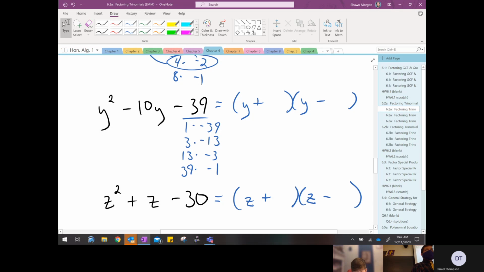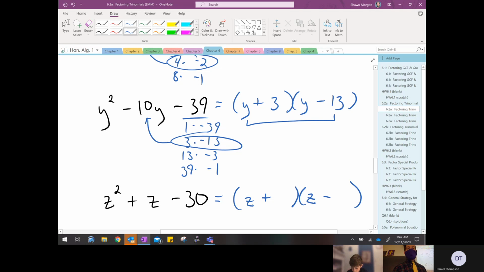All right, what is 13 minus 3? What's 13 minus 3? 10. Do I want 10 or do I want -10? So change your pairing. Yeah, that a boy. We want that pair right there. We want 3 and -13 so that we can have a sum of -10. So it's y plus 3 and y minus 13.